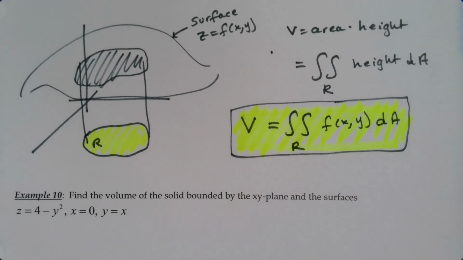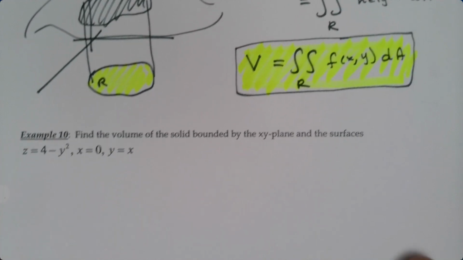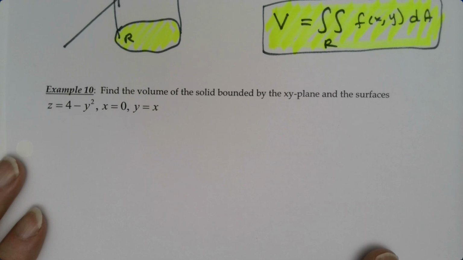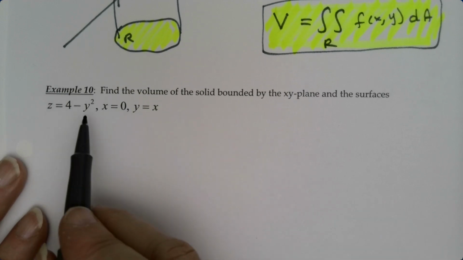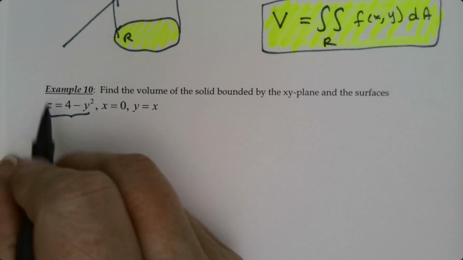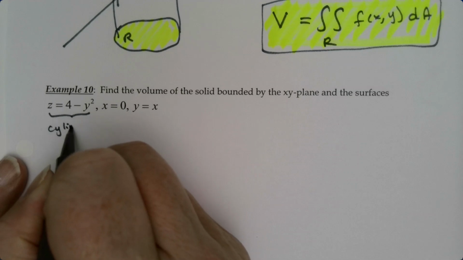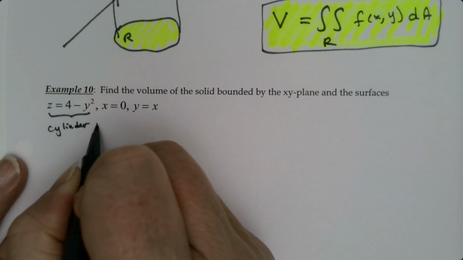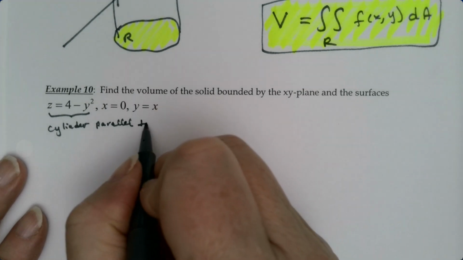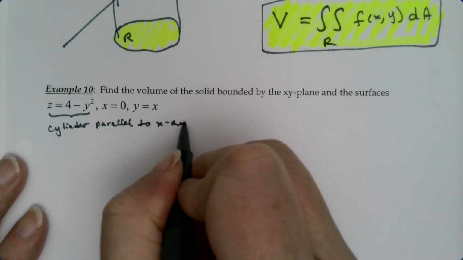That happens too. Okay, so let's look at the volume of the solid bounded by the xy plane and the surfaces such and such and yada yada. Okay, so this is a particularly tricky one to see. So z equals 4 minus y squared. If you remember from our section about three-dimensional objects, this is a cylinder that is parallel to the x-axis. So this is going to be fun to draw.